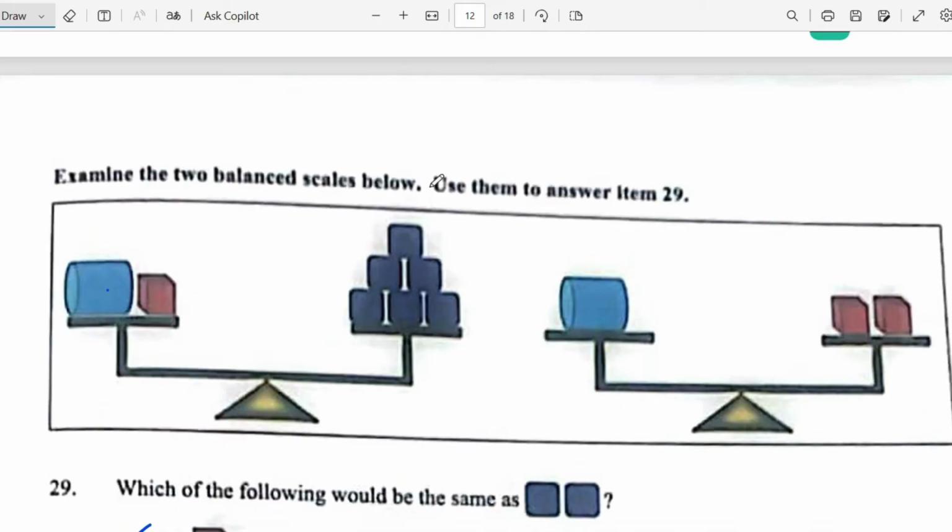Alright, examine the 2 balance scales below and use them to answer item 29. So when we look at the scale, we can see that there are 1, 2, 3, 4, 5, 6 blue blocks here. And we have 1 cylinder and 1 red cube. And here, 2 of the red cubes equal 1 cylinder.